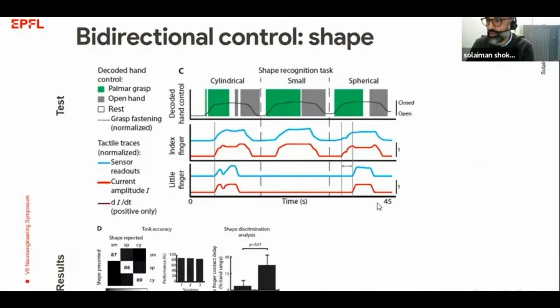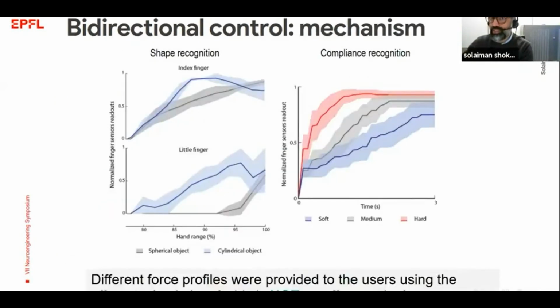On the other hand, the tests were also done with shape recognition, testing different object shapes: cylindrical, small, or spherical. Again, subjects were able to detect them with significant accuracy. How is that even possible? It is because the electrode permits you to encode sensation on different hand parts. So this is not just an on-off. You not only know when it's touching or not touching, but you also know which part of the hand is touching.